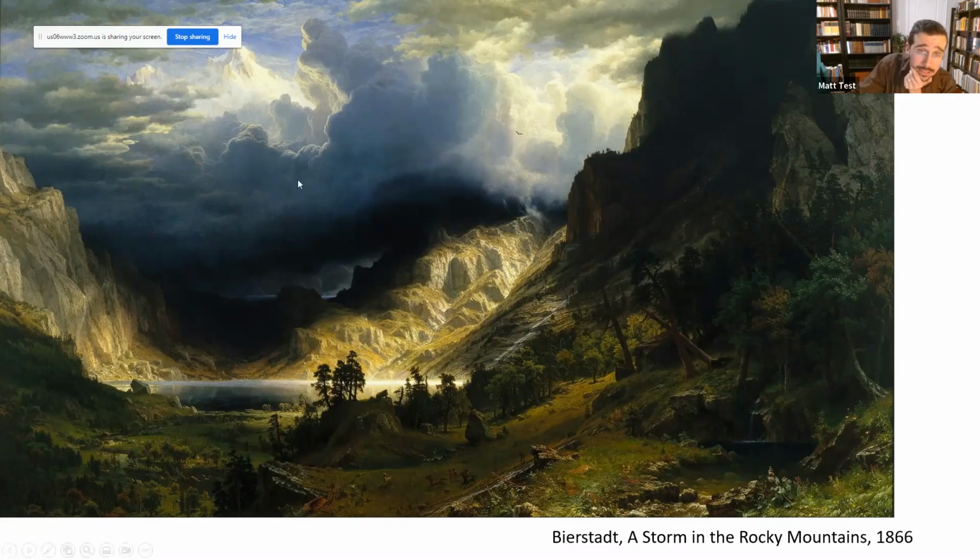That storm, right? Those storm clouds, is the horse spooked by the storm clouds? Is the storm coming? Did it already pass? I think it's coming.